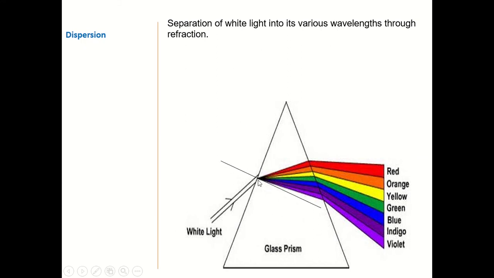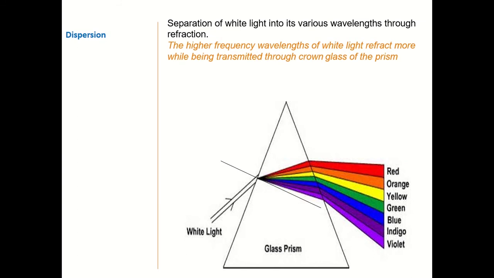When that white light enters, all of these different frequencies bend towards the normal. Here's our normal. As they come in, they don't go away from the normal, they go towards the normal. And you can see the one that is refracted the most is the highest frequency wave, which is violet. So this whole process of breaking up white light into all of its different wavelengths, frequency and wavelengths, is called dispersion. The higher frequency waves of white light refract more while being transmitted through the crown glass of the prism. The lower frequency, like red, is refracted less.